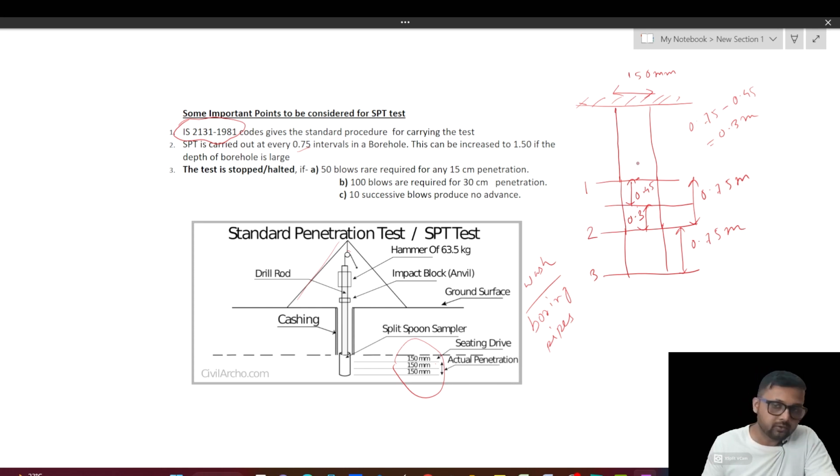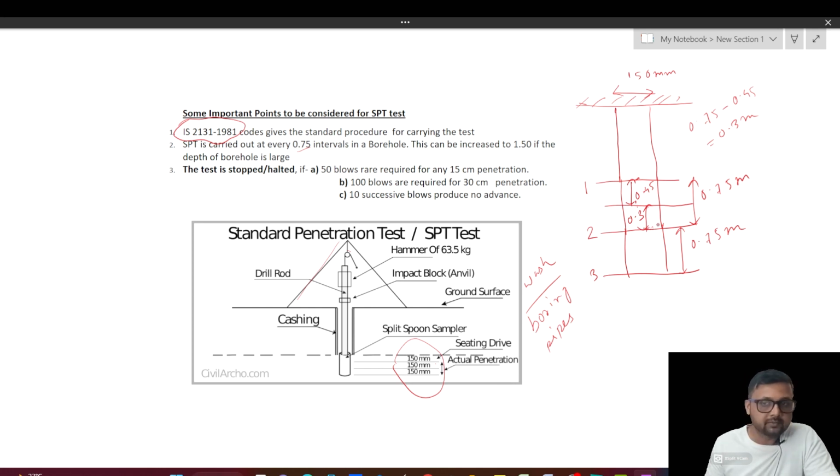So first, after reaching this level 1, you will penetrate 0.45 meter and perform the SPT test, right? Then you will take out all the equipment, the sampler, drilling rod, hammer, and you will put these wash boring pipes at this level, and you will drill this extra 0.3 meter and reach this 0.75 meter, right?